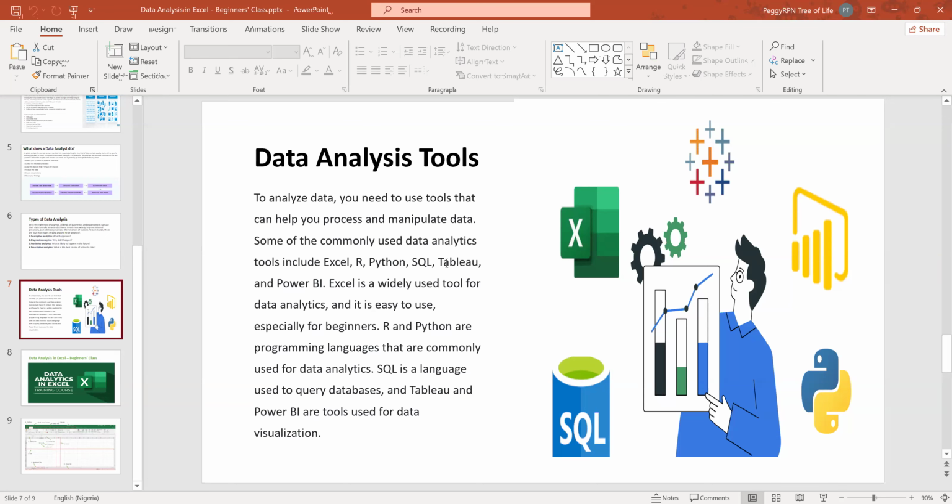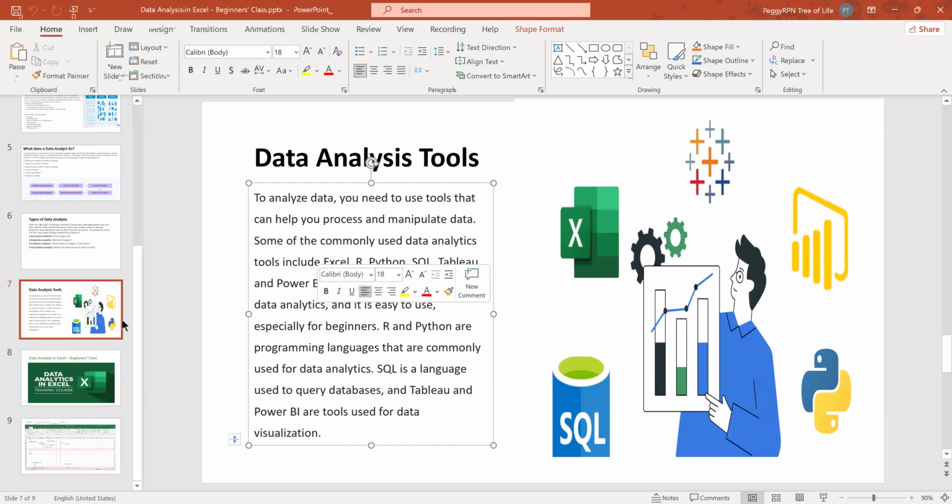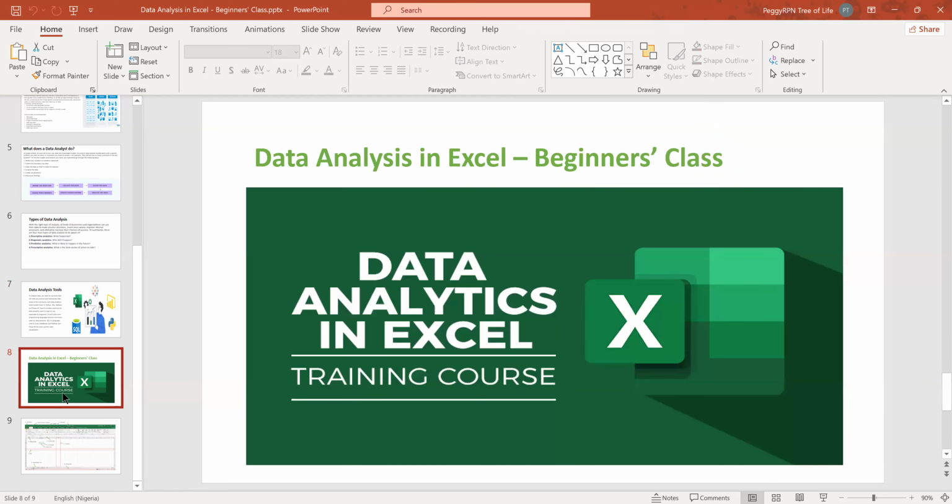All of these tools are used to do data analysis, but we're going to major on Excel for now. We're going to major on Excel today and moving forward. So now we are going into data analysis with Excel.